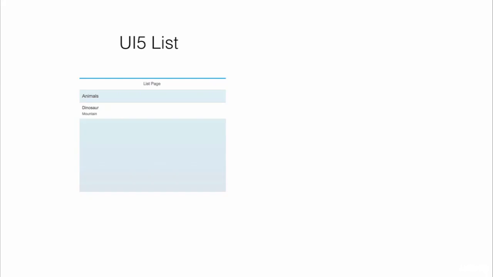list object. As you can see in this list, we have a list of animals, and in the list we only have one item. The first item is a dinosaur, and the description of the item is mountains. There are 3 steps involved to create this simple list.